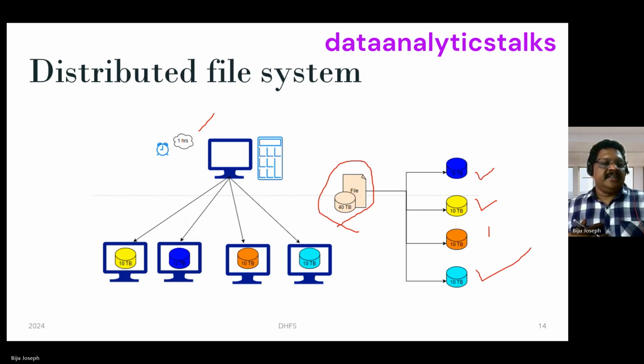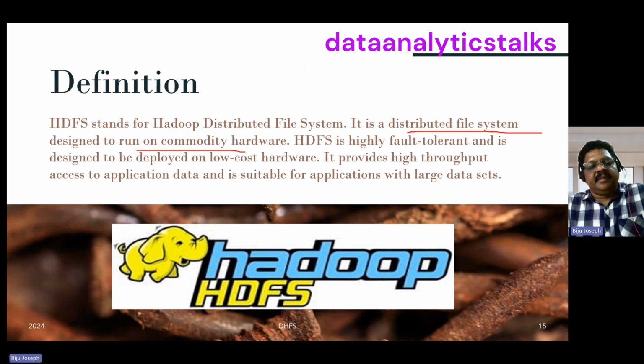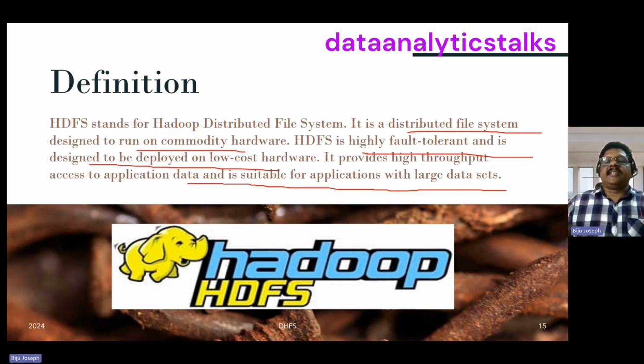So now we think you are familiar with the distributed file system. Now we need to understand what is Hadoop Distributed File System. Coming to the definition, HDFS stands for Hadoop Distributed File System. It's a distributed file system designed to run on commodity hardware. HDFS is highly fault tolerant and is designed to be deployed on low-cost hardware. It provides high throughput access to application data and is suitable for applications with larger data sets. HDFS is capable of handling large data with high volume, velocity, and variety, which makes Hadoop work more efficiently and reliably with easy access to all its components.